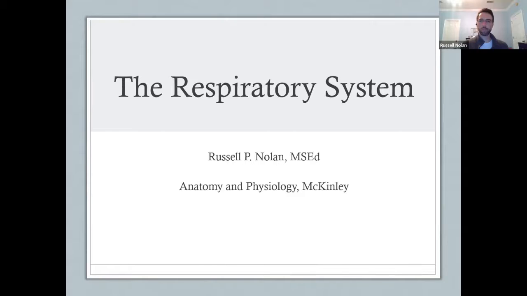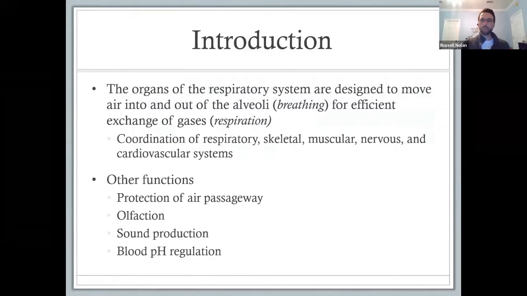So here we are with the respiratory system. I kind of already mentioned this, that the organs of the respiratory system are designed to move air into and out of the alveoli, and then to allow for efficient exchange of gases. So we can think of those as two broad functions of the respiratory system. So we see this relationship between the anatomy and the physiology: we have breathing. This is air into and out of your lungs. Ultimately, we know this: oxygen in and carbon dioxide out.